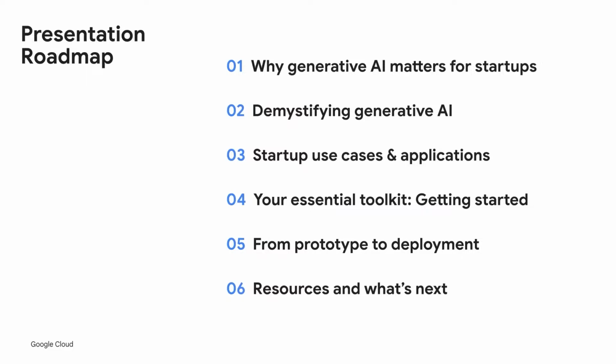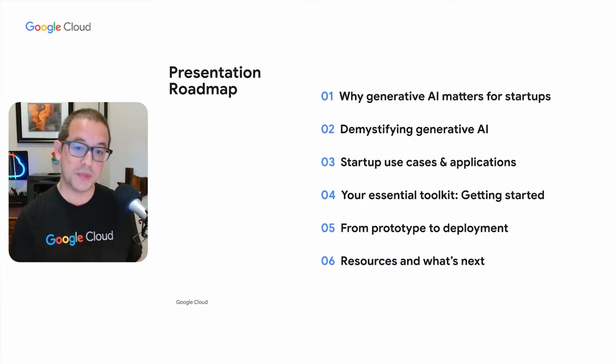So a little roadmap of what we're going to go through today. We're going to talk about why generative AI matters specifically for startups and filter through all of the different products and services that are out there on Google Cloud and beyond. We're going to demystify generative AI. We'll talk about startup use cases and applications. I'll give you an essential toolkit for how to get started and how to think about some of these business problems and technical problems you're trying to solve. Of course, we'll talk about from prototype to deployment and eventually for you, hopefully production. And I'll leave you with some resources.